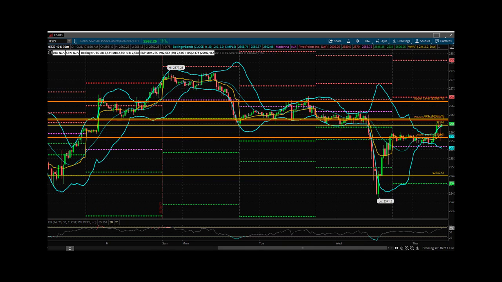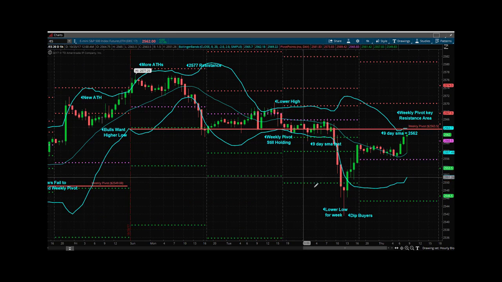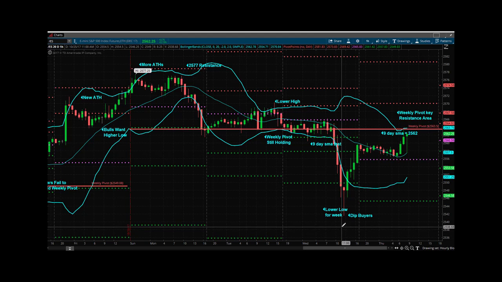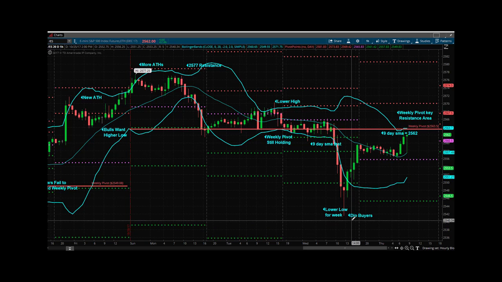So let's go to the hourly chart. Okay, here's your hourly chart. It was a lower low, lower than last week's low. That's a good thing if you're a bear. Then the dip buyers come. Look, the dip buyers are not going to go away. This is a generational thing almost. And they're going to keep coming back until you knock them out of the pool.